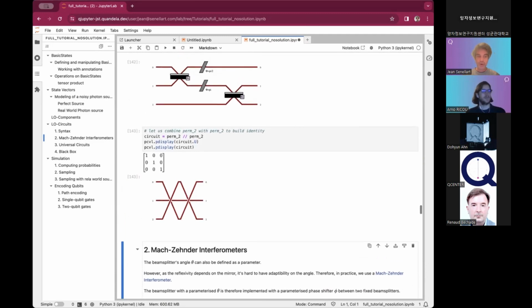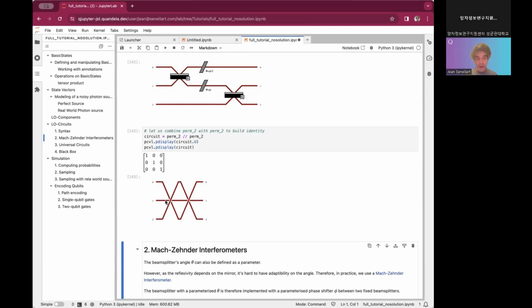Yes, so you can also combine other circuits. This one is the permutation we built yesterday. If I combine my permutation with my permutation again, we check that we get the identity circuit here. So it's normal: if you just follow the gate, the mode, we are back to identity.